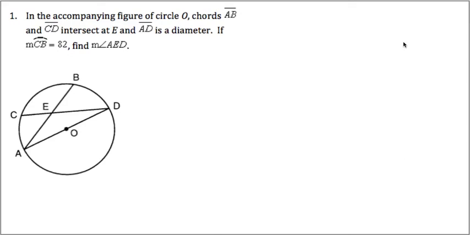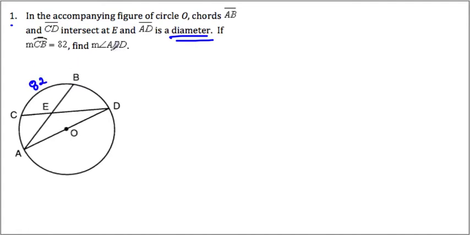Hello class, so let us try to look at a few questions, especially focusing on the inscribed angles. Alright, so first question here. In this diagram, AB and CD are chords intersecting at E, where AD is the diameter. Now notice that diameter is usually a very important concept because it divides the circle into equal parts. The measure of arc CB, that portion, is 82.